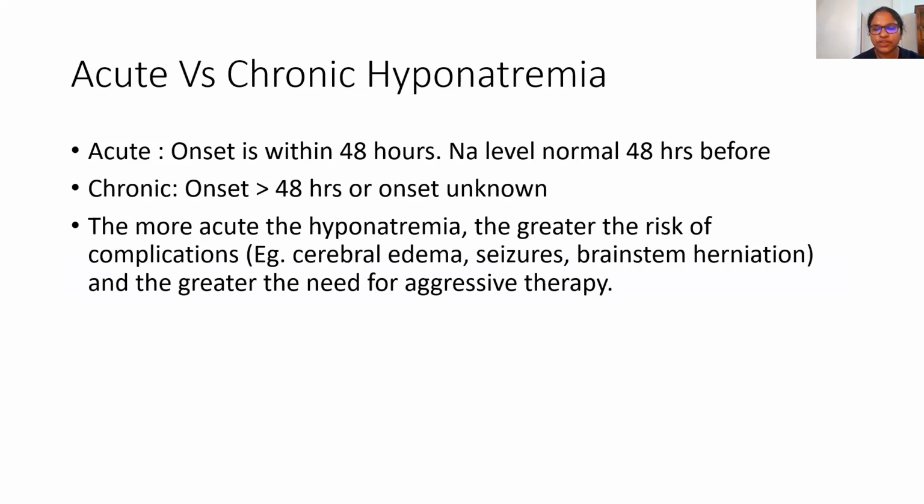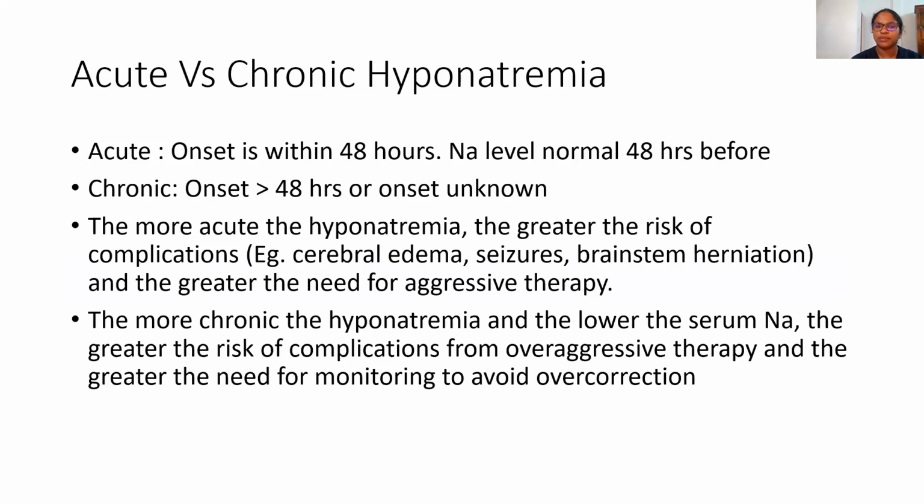So why do you need to differentiate this? With acute hyponatremia, there's a greater risk of cerebral complications like cerebral edema and brainstem herniation. So you need to identify them and treat them aggressively to prevent complications like cerebral edema and herniation. But what happens if you aggressively treat chronic hyponatremia?